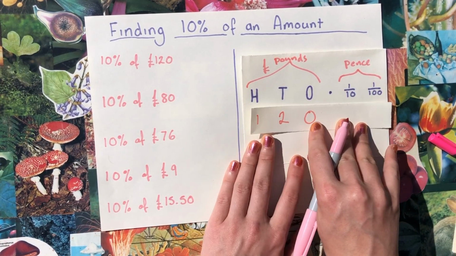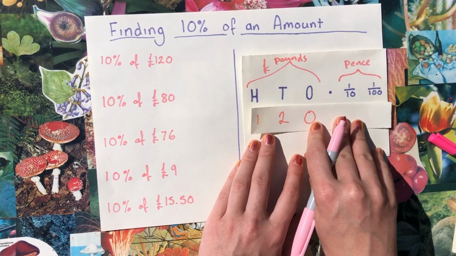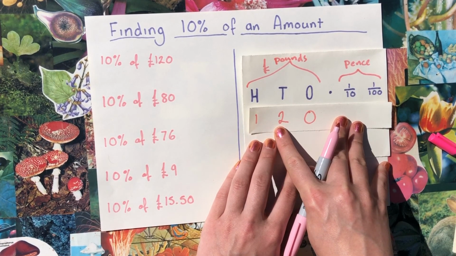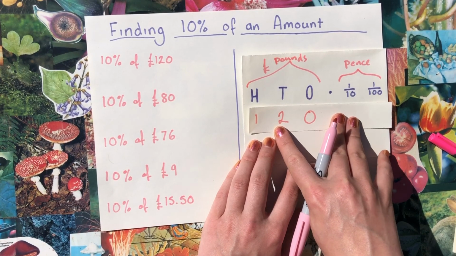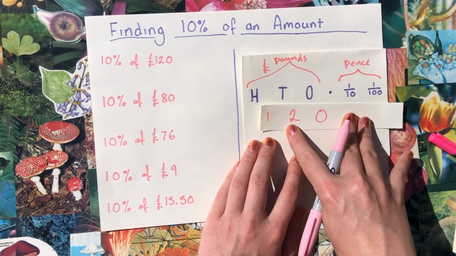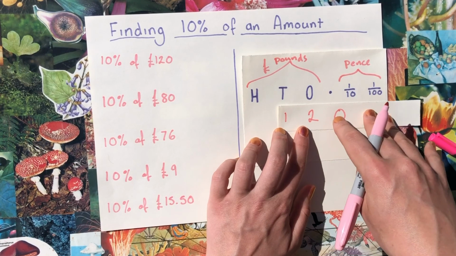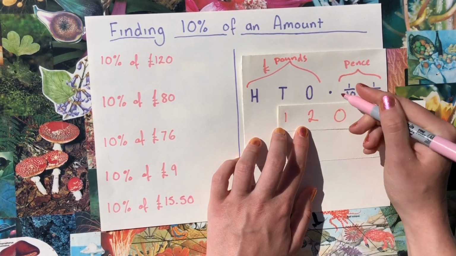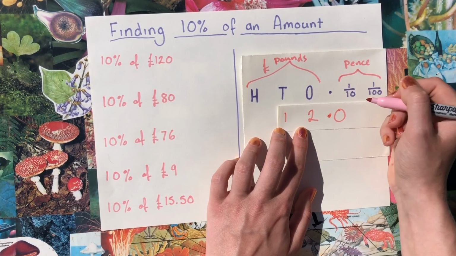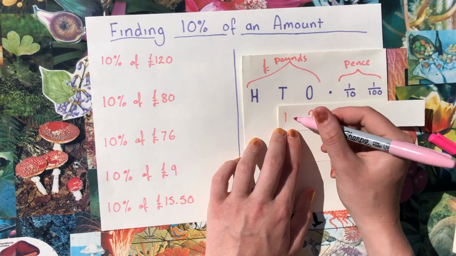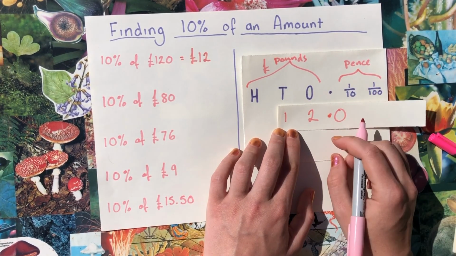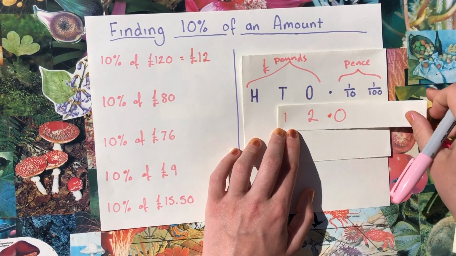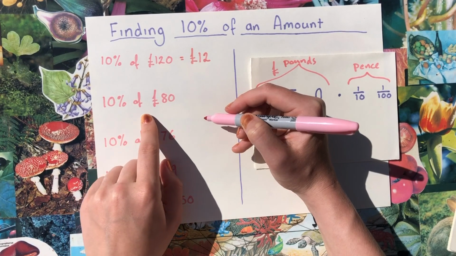And if I'm dividing by 10, all I do is move this whole number one column to the right. I'm finding part of the whole, so the answer should be smaller. So here it goes, whoop, and there it is in its new place. So I've got 1 in the tens column and a 2 in the ones column. My decimal point would now be here. So that is going to give me £12, which I can write as £12 or 12.00 pounds. Same thing. Next one. 10% of £80.